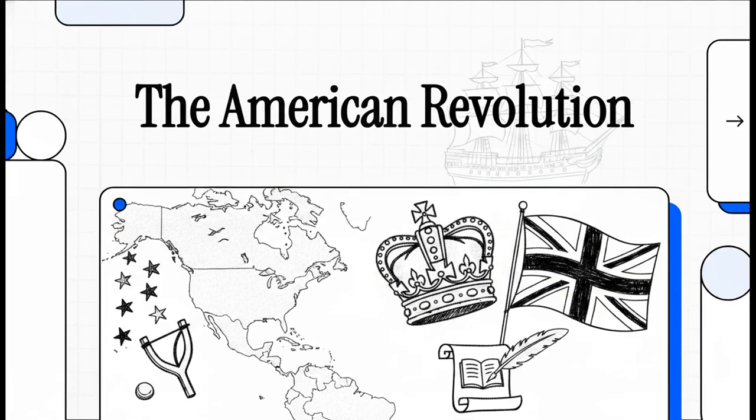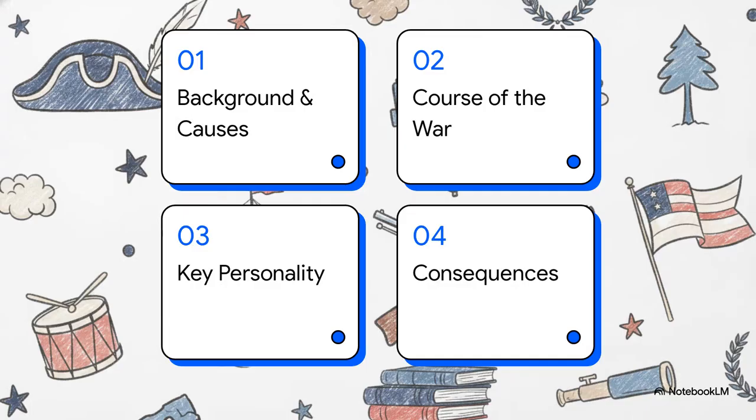I absolutely love this topic because it is the ultimate David versus Goliath story. 13 relatively small colonies taking on the absolute powerhouse that was the British Empire, and completely flipping the script on how countries were run. If you're prepping for your junior cert history exams, you are in the perfect place. We're going to make this incredibly simple, highly structured, and totally focused on exactly what you need to know to get top marks.